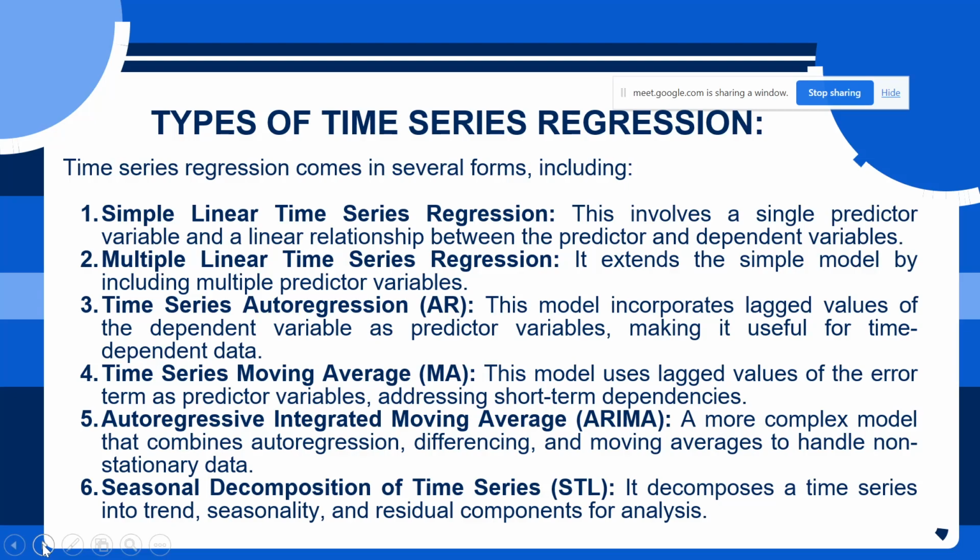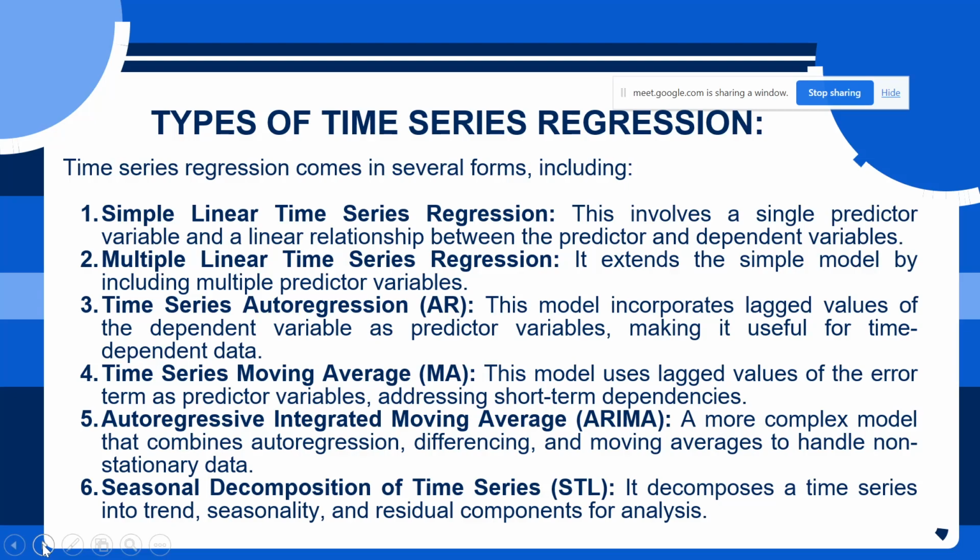So next is the multiple linear time series regression. It extends the simple model by including multiple predictor variables. Multiple linear time series regression is a regression model used to model the relationship between a dependent variable and multiple independent variables. The independent variables are a set of variables thought to influence the dependent variable. The dependent variable is the variable that we are trying to predict. That's what I said earlier.